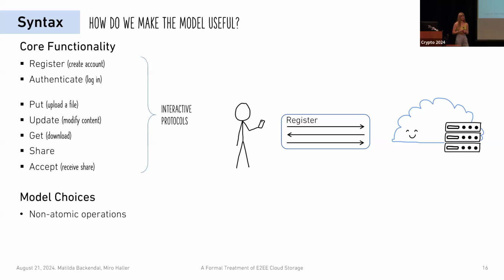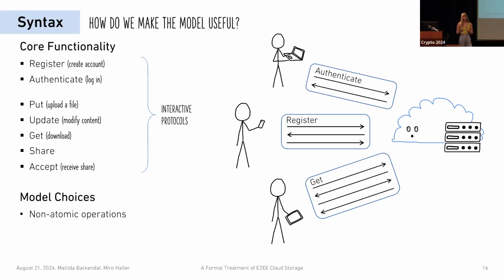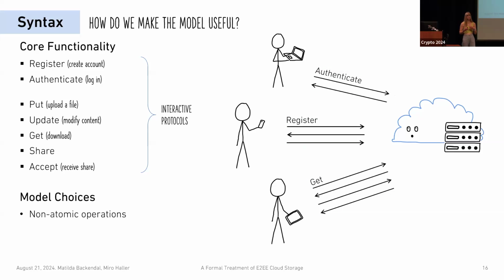So the first one is that our syntax supports non-atomic operations. I said before that each of these protocols is an interaction between a client and a server. But in reality, there's not just one client, but many. And they might all try to interact with the server at the same time. Now, this can lead to concurrency issues, which have to be handled by the server. And in practice, it's not realistic to assume that the cloud server will serialize these operations. So for this reason, similar to in key exchange models, our syntax allows arbitrary interleaving of these protocol messages.